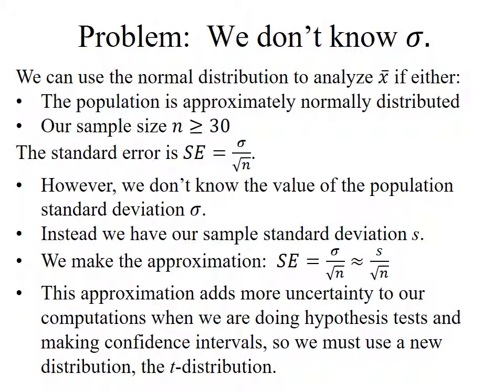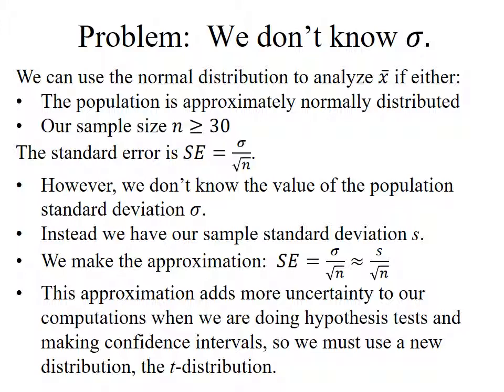So here's what I want to do. I want to use the normal distribution to analyze my x bar, my sample mean. I can do this as long as either the underlying population is approximately normally distributed, if I have a small sample, or if my sample size is larger than 30, then it doesn't matter how that is. That's wonderful, that's glorious, that's fantastic.